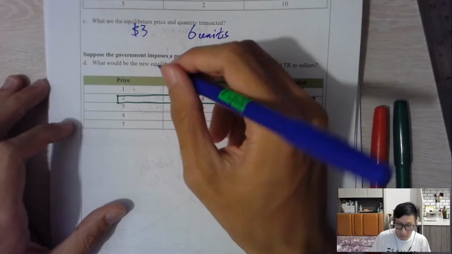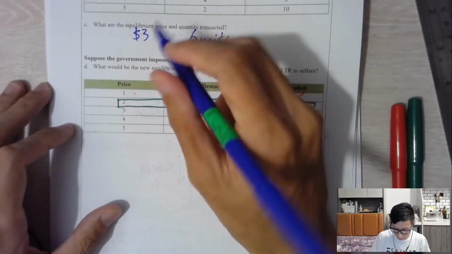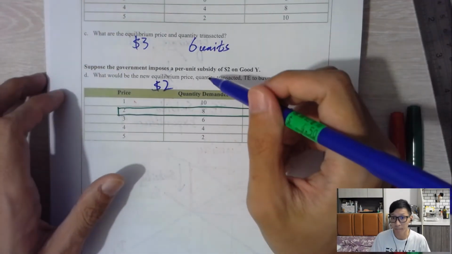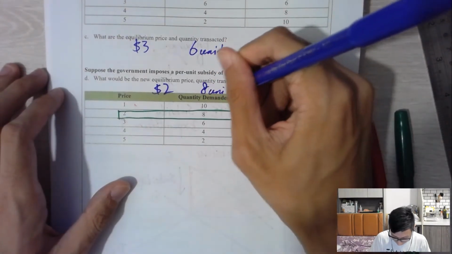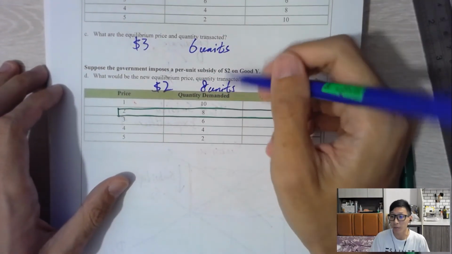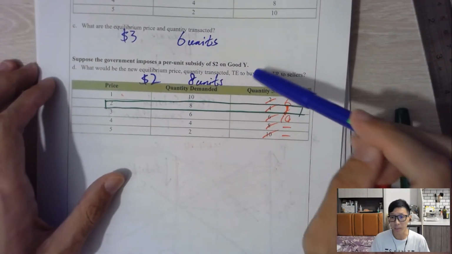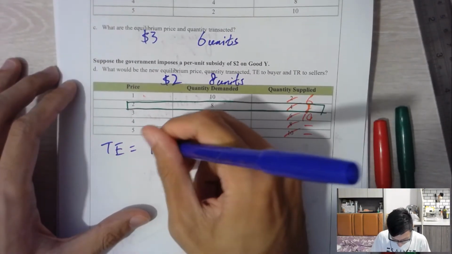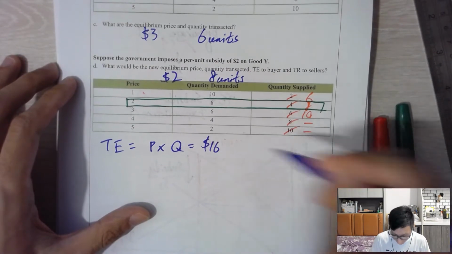The new equilibrium price is $2, which you see has dropped. 啱㗎，應該係平咗嘅市價，係咪啊？Quantity transacted is 8 units, which is also in line with what we mentioned, right？應該賣多咗㗎，係咪啊？Total expenditure is just P times Q, which would be 16 in our case.